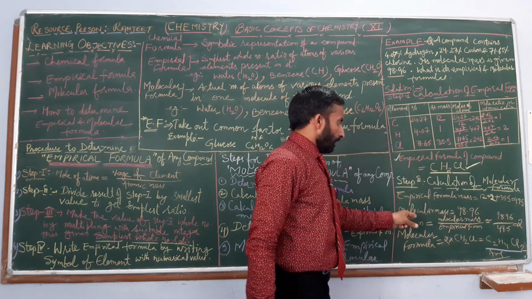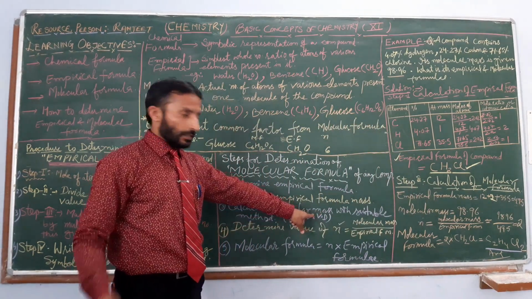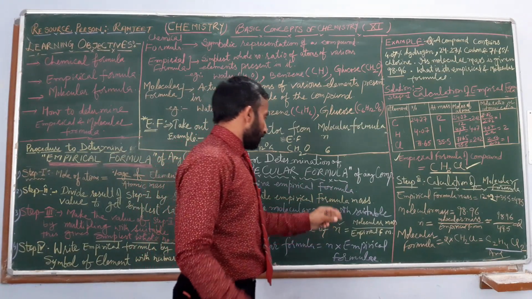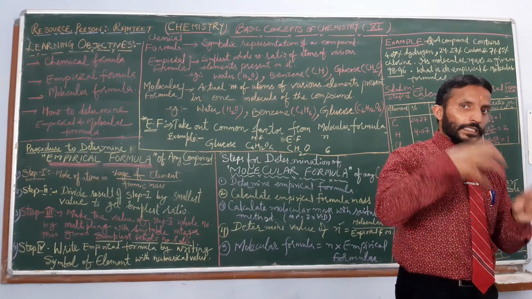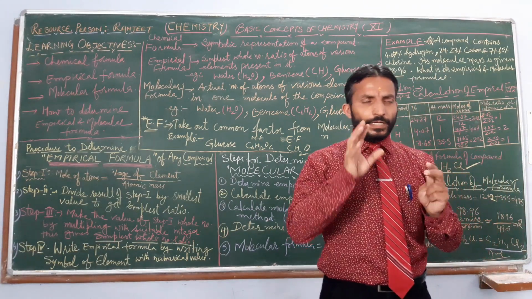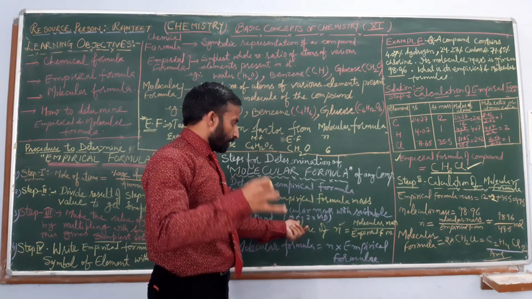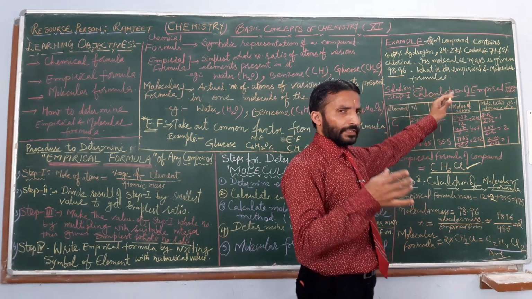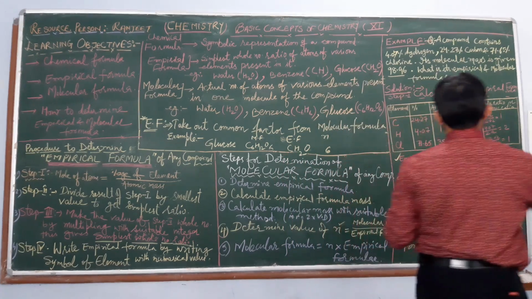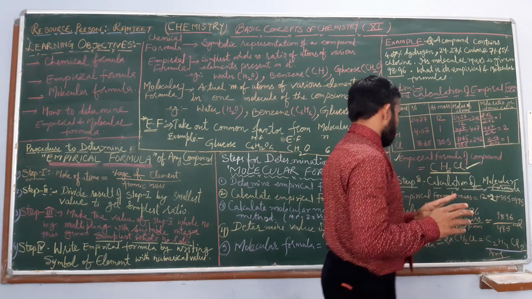Then next is to calculate the molecular mass. The third step is to calculate the molecular mass with a suitable method. Sometimes molecular mass is given in various ways. If vapor density is given, then molecular mass is equal to 2 multiplied by the vapor density. That is according to the data given. Otherwise, the molecular mass is simply given to us, as here it is 98.96.